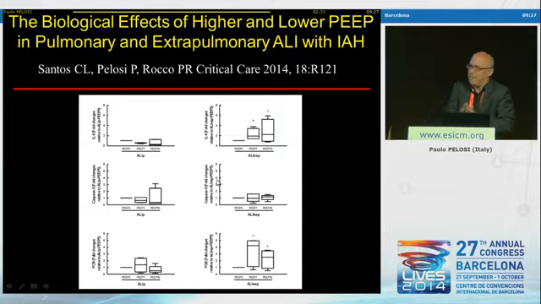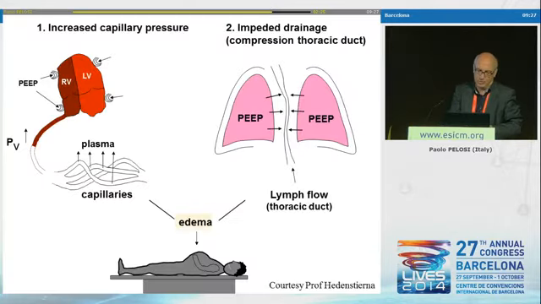So these experimental data suggest that we have to be cautious anyway about increasing PEEP too much in conditions of lung injury. In fact, we have to remember that when we increase the intra-abdominal pressure and we apply higher PEEP, this compresses the lymphatic flow and also increases the pulmonary pressure, so it reduces the venous return, with a further increase in the edema of the abdomen.